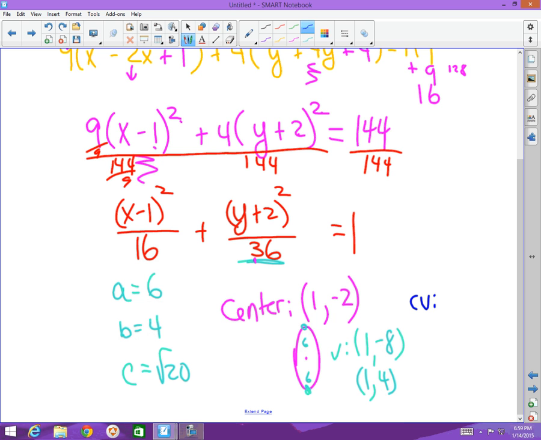Co-vertices are going to be left and right 4. And so you would have 5, -2 and -3, -2. Foci are the square root of 20 away from the center, and they would be up and down, so it's 1, -2 plus and minus the square root of 20. That's two things. And then you can draw the ellipse.